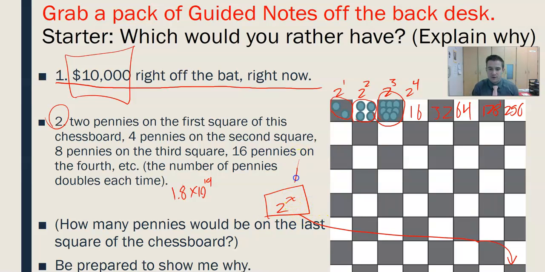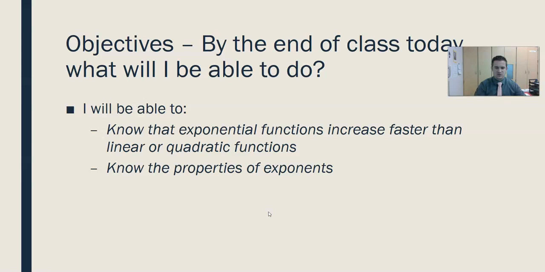If I wanted to figure out how many pennies I had on the 64th square of this chessboard, I'd plug 64 into this equation, the equation 2 to the x. This is an exponential function. So that's what we're going to start talking about. We're going to start talking about exponents, exponential functions, why they're important, where we use them, etc., etc.